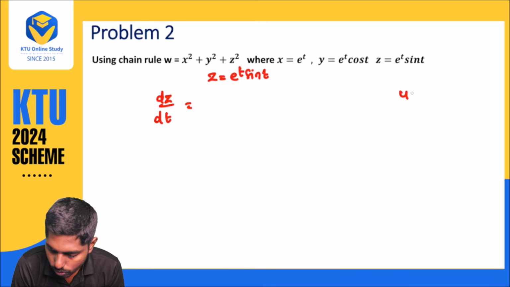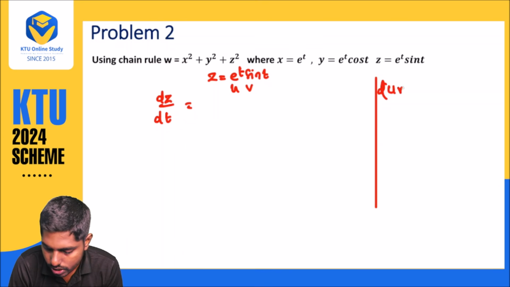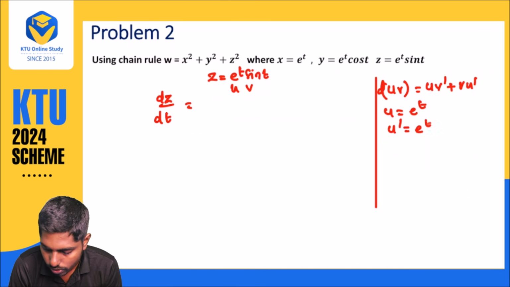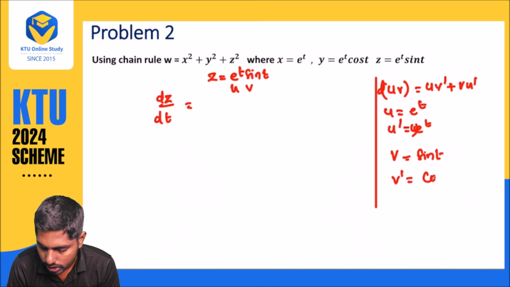Now also use the uv method. Differentiation of uv is equal to u v dash plus v u dash. So what is u? u is equal to e power of t, and u dash is e power of t, only 1 into e power of t. And what about v? v is equal to sin t. And v dash of t is nothing but cos t.